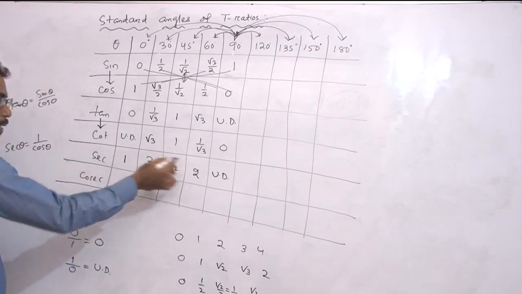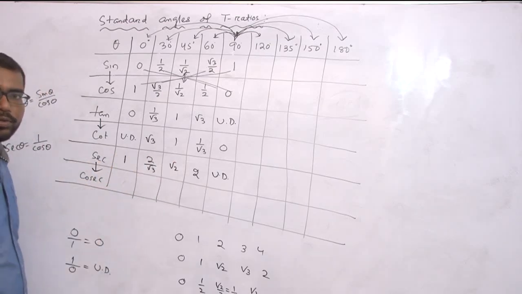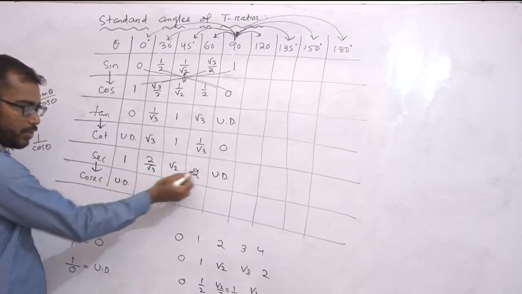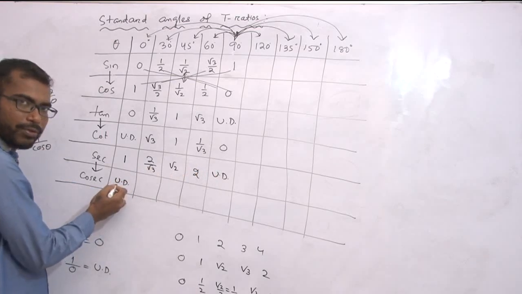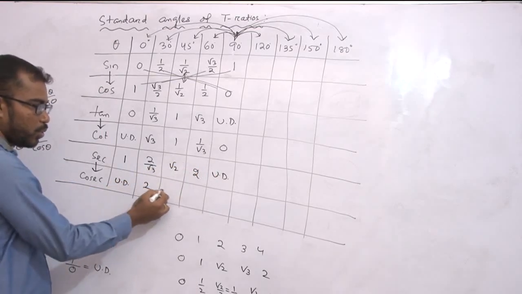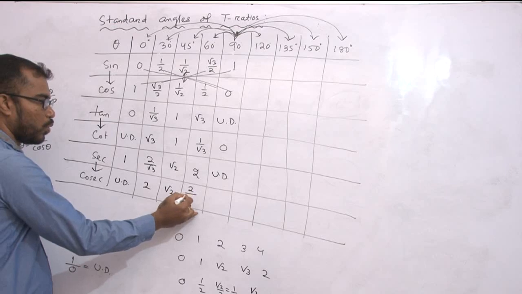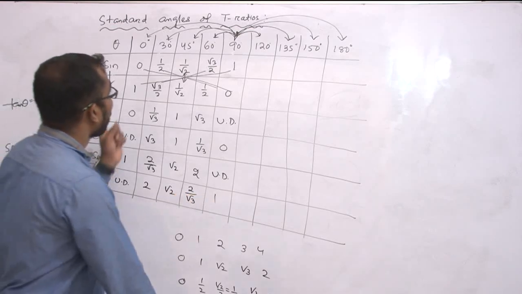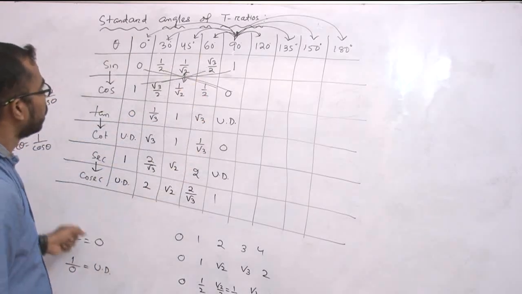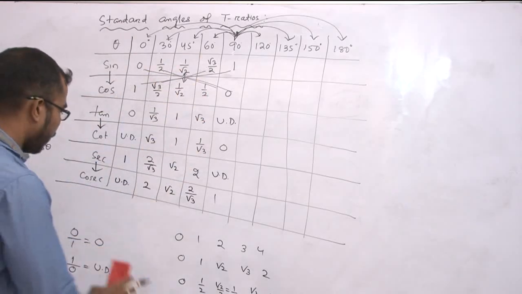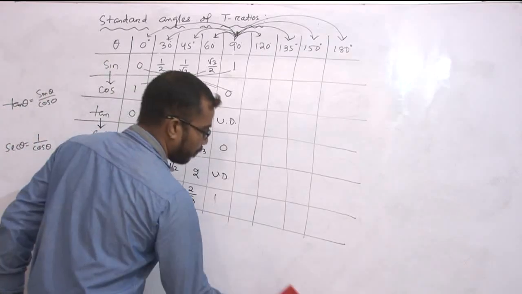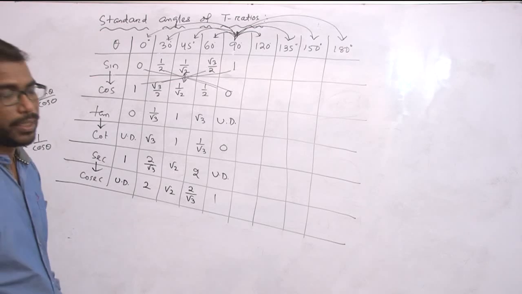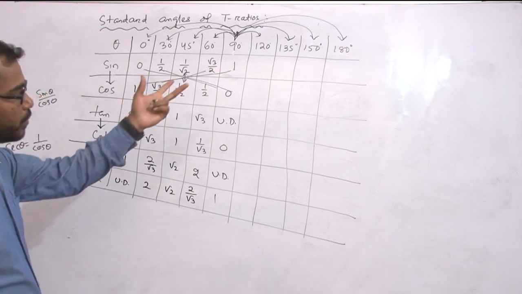Now, as you know the value of sin, then you can write the values of cosec. So, the values of cosec are undefined, 2, root 2, 2 by root 3, and 1. So, first we write up to 90 degree. Then you can fill up other values, that is 120, 135, 150, and 180. So, how to write? Well, very simple.